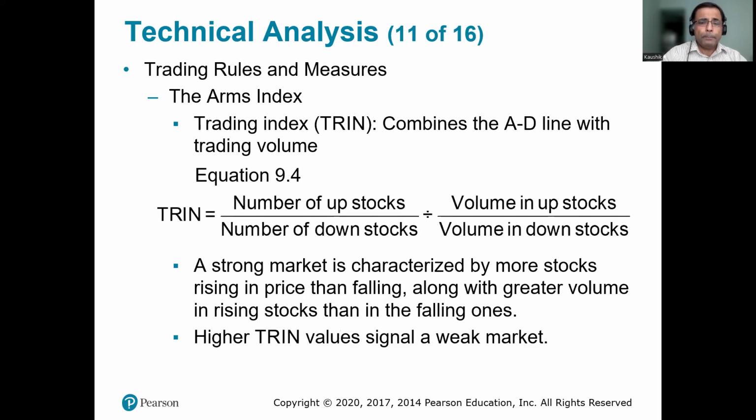Another measure is the trading index. This combines the advance decline line with trading volume. So we take the ratio of the number of advanced stocks to the number of declined stocks, and then we divide it by the ratio of the volume of advanced stocks to the volume of declined stocks.